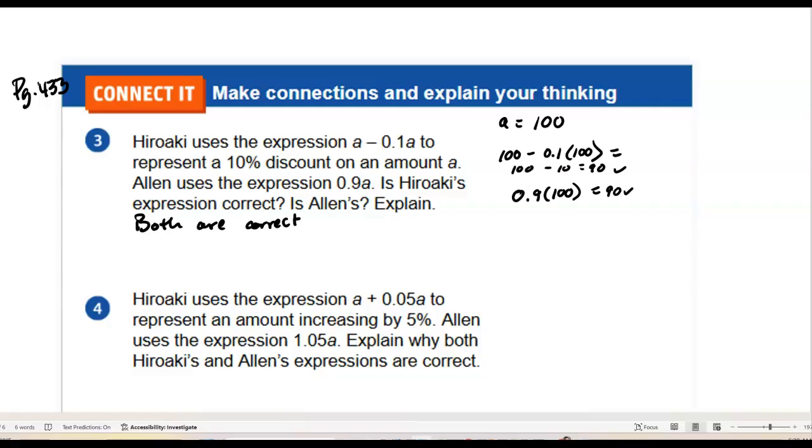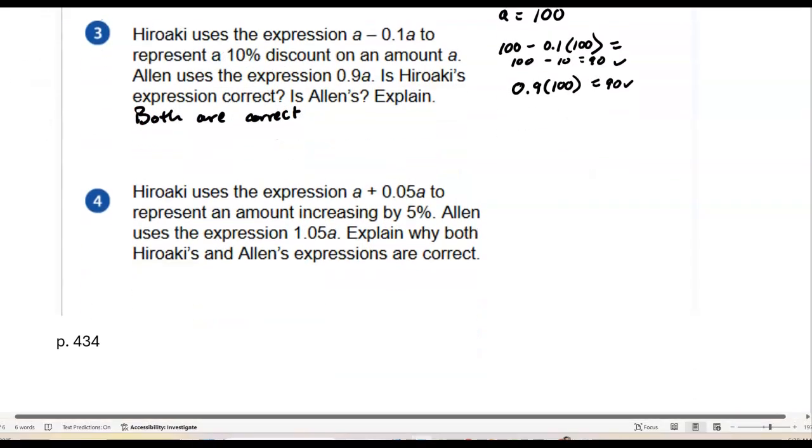Essentially, this one is saying, hey, take the original price and subtract off the discount, and that gives you your total. This says, hey, take the discount and subtract it from 100% first, and then multiply it by the original price, and that gives you your total price. So both are absolutely correct. Let's move on to number 4.